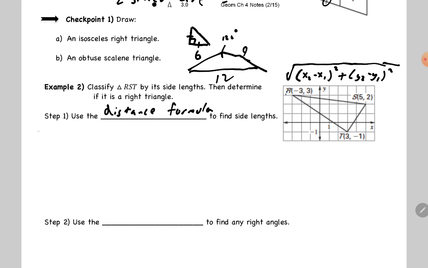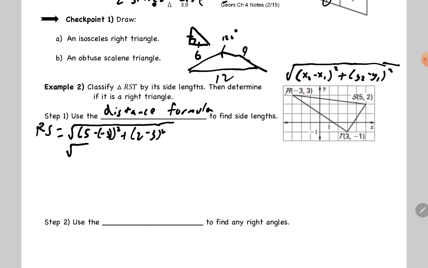So I'm going to choose 2 points. Let's find the distance of RS. So that's the square root of 5 minus 3 squared plus 2 minus 3 squared. In case you haven't noticed, I'm using R as my first point and S as my second point. So x1, y1, x2, y2.